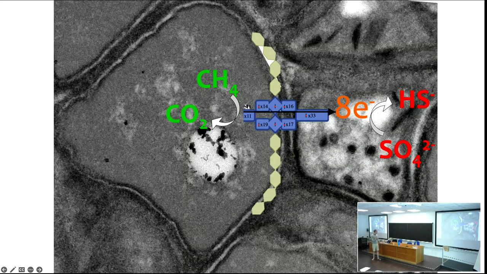Okay, and that allowed us to generate this model where we think that the archaea are syntrophically related to the bacteria based on interspecies electron transfer. And that's why we think there's no distance dependencies between these cells.